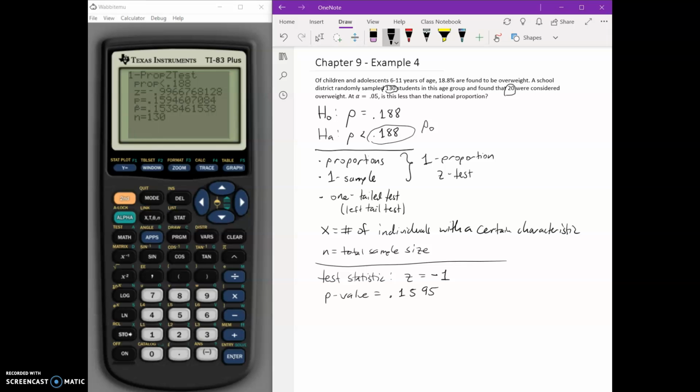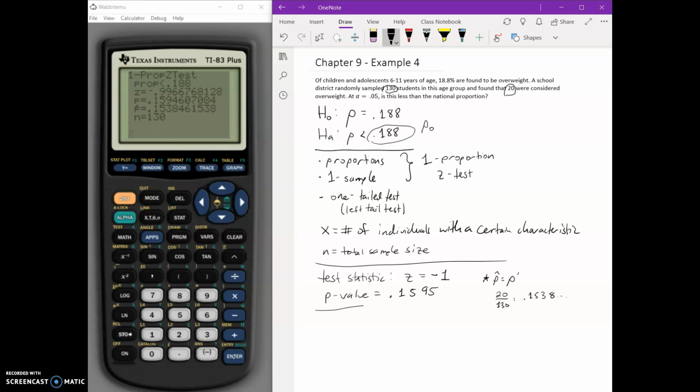Just as a little note here, you're going to see this p-hat. This is going to be the same thing as p-dash. Some statisticians use the p-hat to be the same thing as p-dash. The third number there, 0.15384, corresponds to if you calculated 20 divided by 130. If you do 20 divided by 130, you're going to get 0.1538, and so on.